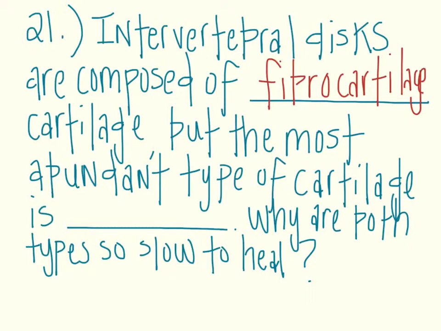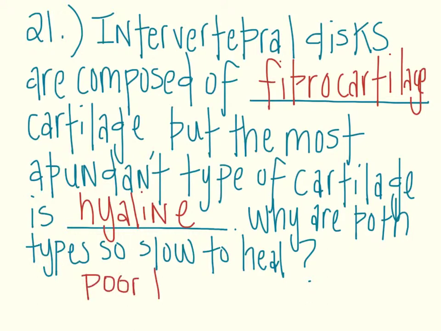However, the most abundant type of cartilage in your body is hyaline cartilage. So fibrocartilage makes up the disc in your back, but the most abundant type is actually hyaline cartilage. Both of them are super slow to heal because they have a poor blood supply, which means not a whole lot of nutrients and oxygen get to that site, so it takes much longer to heal. So any injuries that involve tendons, ligaments, anything with cartilage are really slow to heal because they have such a poor blood supply.